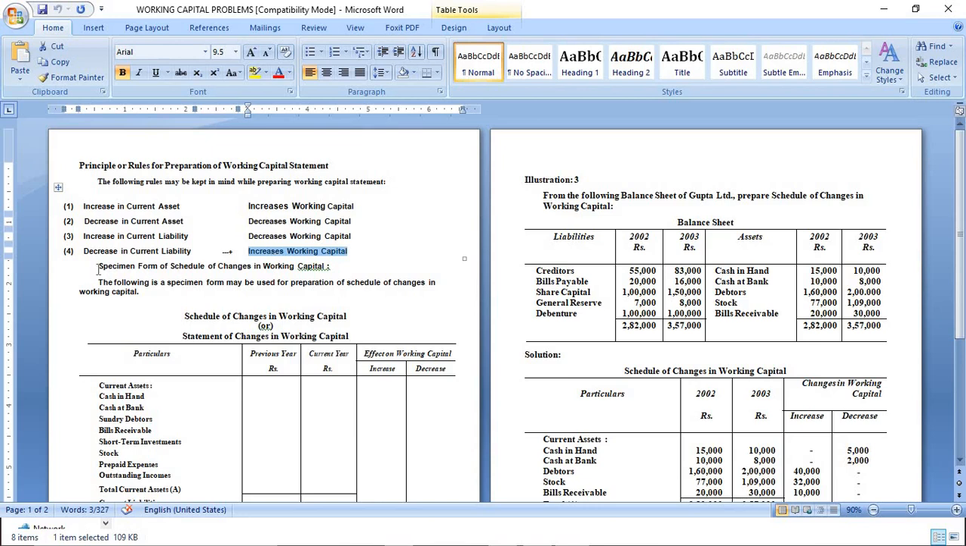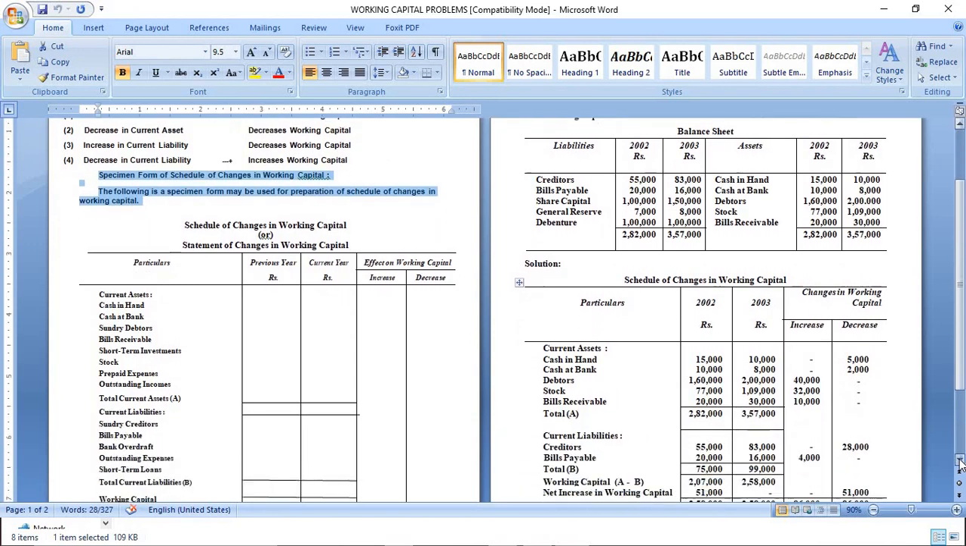As far as the statement is concerned, there is a certain format for working capital. I will give you the format first for your reference. What is the format of working capital? At the top, we will write schedule of changes in working capital, or statement of changes in working capital. Both things are the same. So this is the format of working capital.